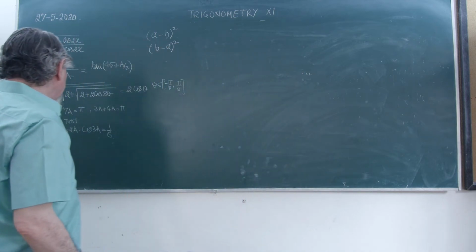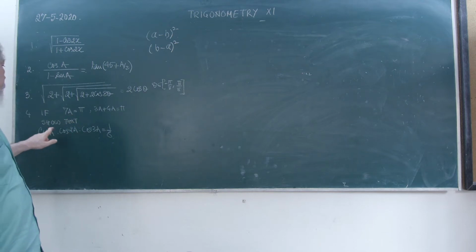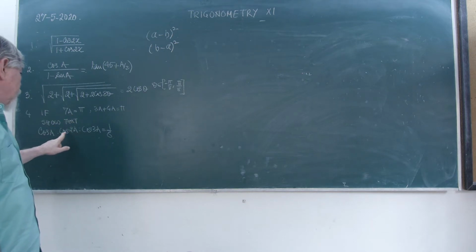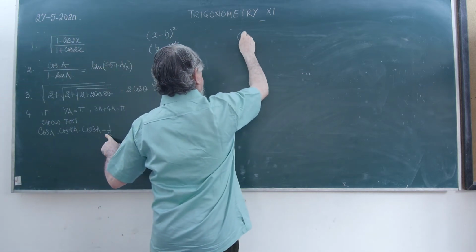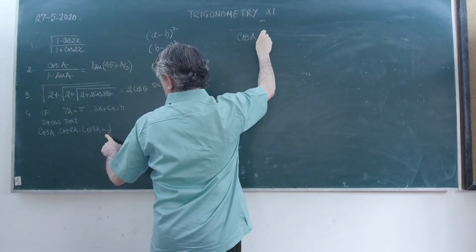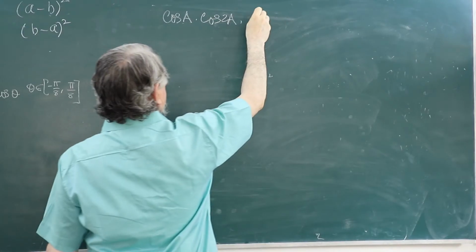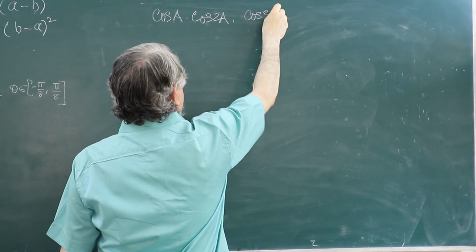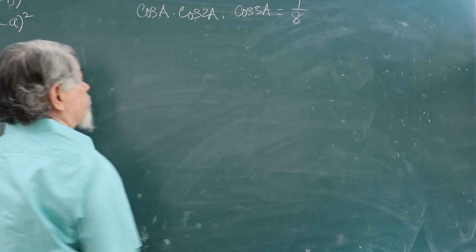Now let us see the fourth question. In the fourth question, he says if 7a is equal to pi, show that cos a, cos 2a, cos 3a is 1 upon 8. Cos a, cos 2a, cos 3a is equal to 1 upon 8. We have to show this.